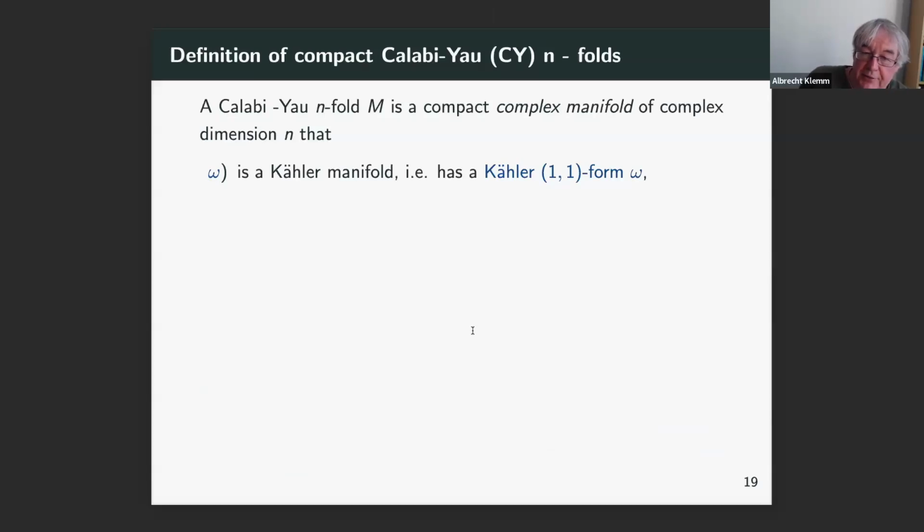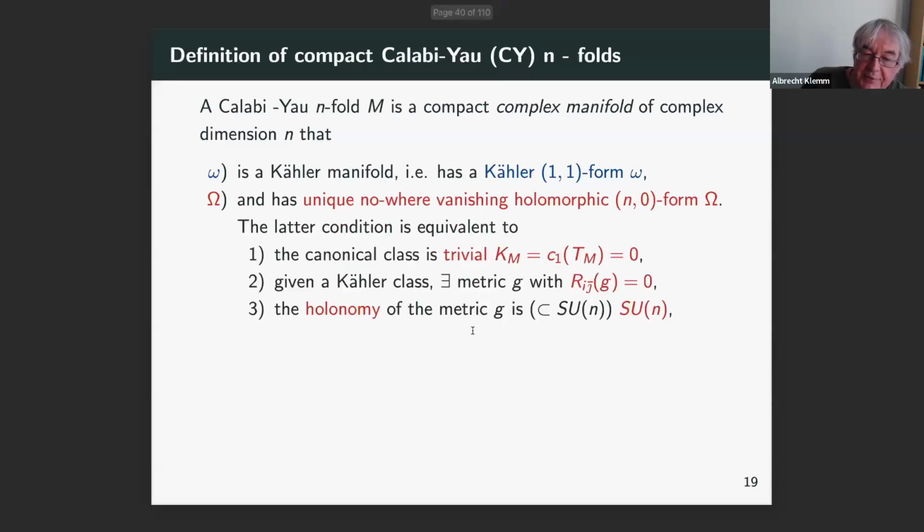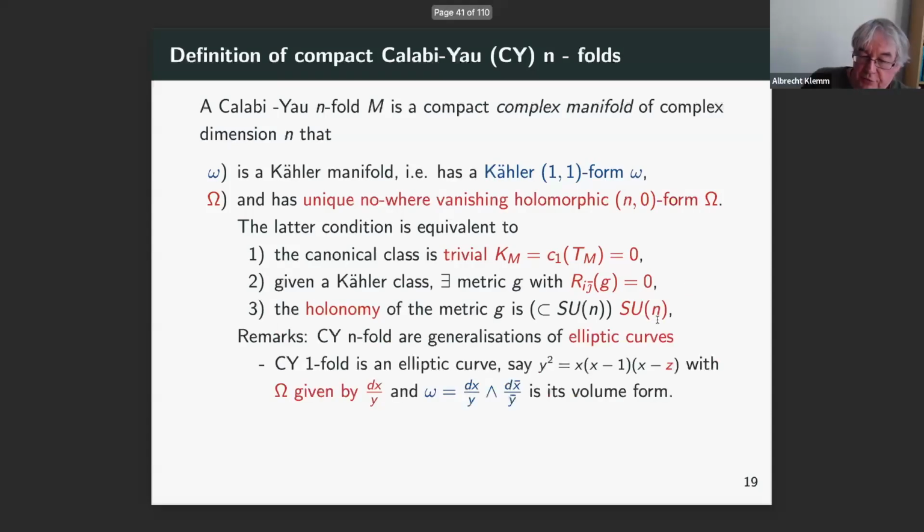So first of all, a Calabi-Yau is a compact complex manifold of complex dimension n that is Kähler and has a 1-1 form, and it also has a unique nowhere vanishing n-0 form that you call omega. And there are a couple of conditions that are equivalent. The most famous one is the implication from 1 to 2, because that's what Yau got the Fields medal for. And then you can also describe it in terms of the holonomy, which is very popular in string theory.